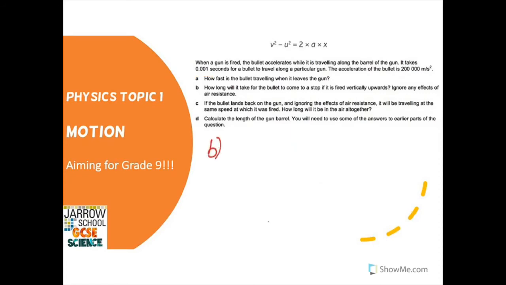Part B actually contains some information that you won't know. So if I tell you that information, then you can pause the video again and have another go. So now we know that the bullet is moving upwards at a velocity of 200 meters per second. Gravity would pull down on the bullet with an acceleration of 10 meters per second squared.